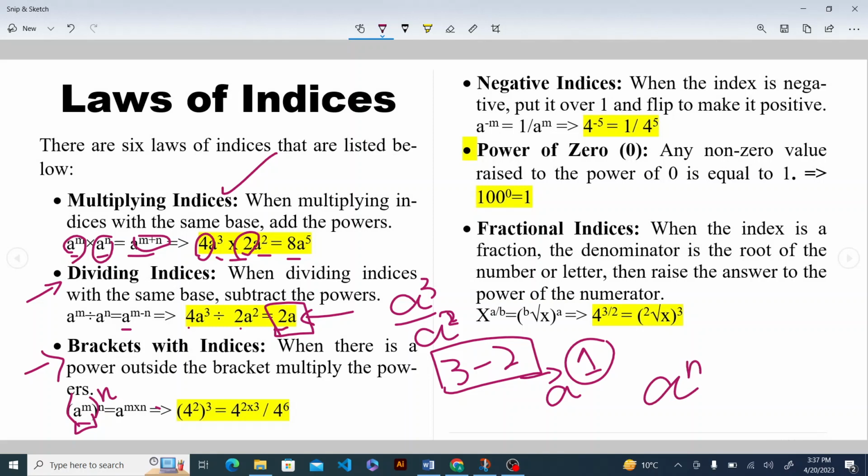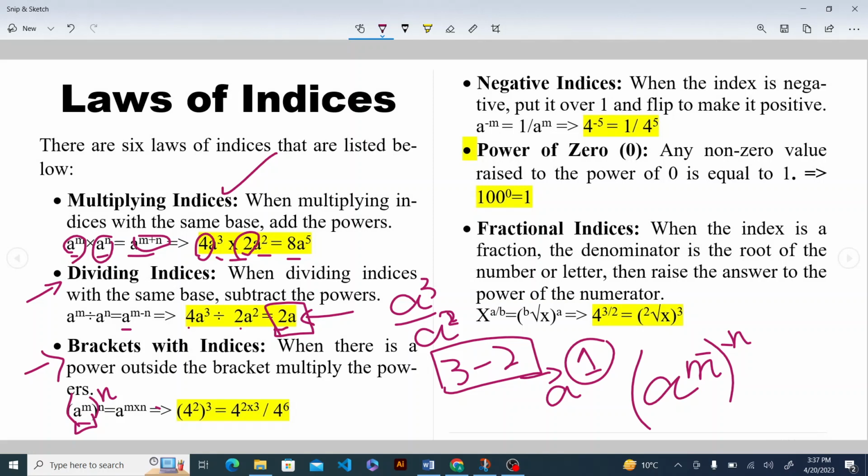The term itself is an index form, a raised to power m, and again the power is n, means there are two powers. One is inside the bracket and one is outside the bracket. So the two powers m and n will be multiplied and then the result will be found.